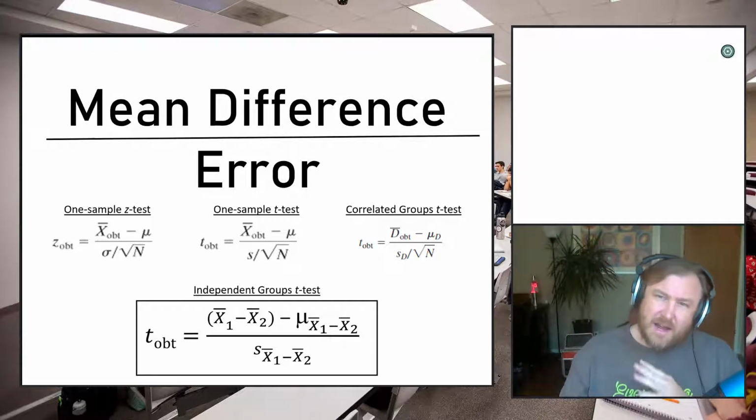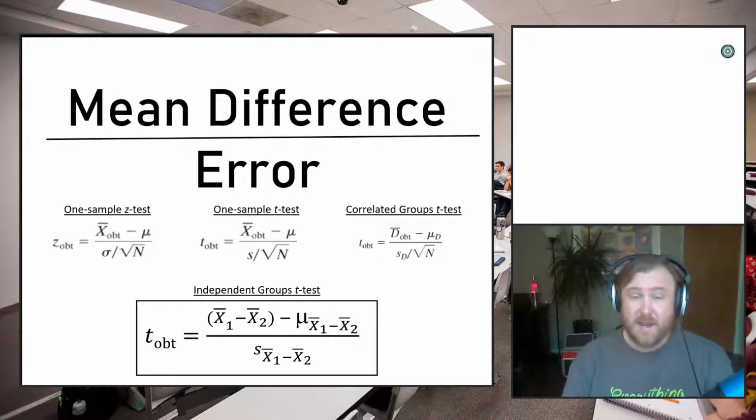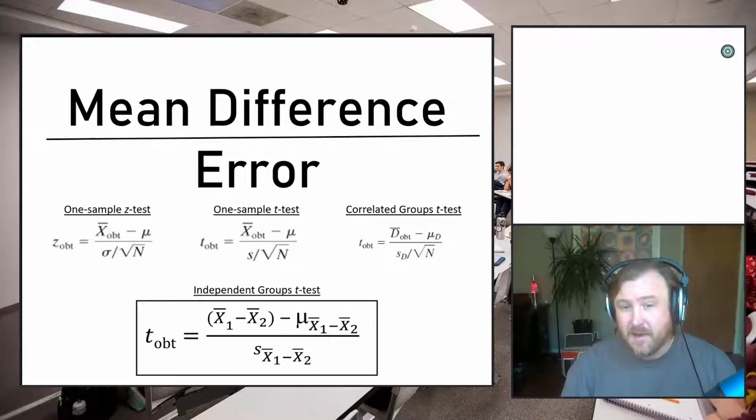And then we kind of kicked off a training wheel, right? So we took away the population standard deviation, right? And so you can see for the one sample t-test, it's essentially the same thing. You're comparing a sample mean to a population mean. However, in the denominator, you do not have the population standard deviation. Rather, you have to estimate it, and you do so using the sample standard deviation.